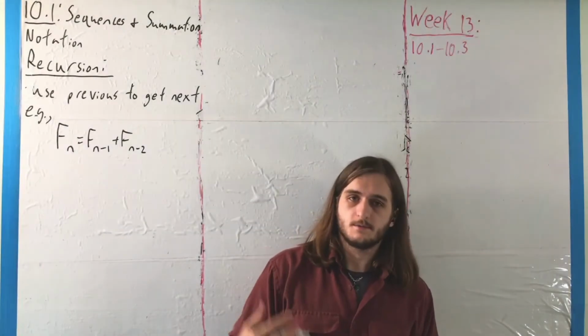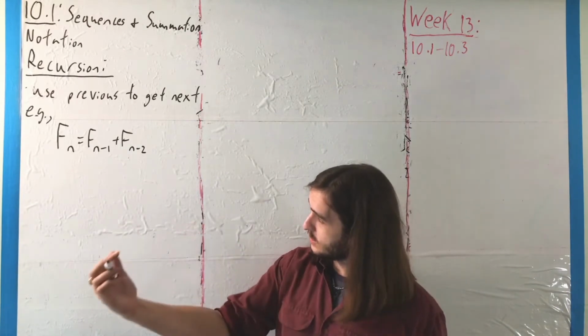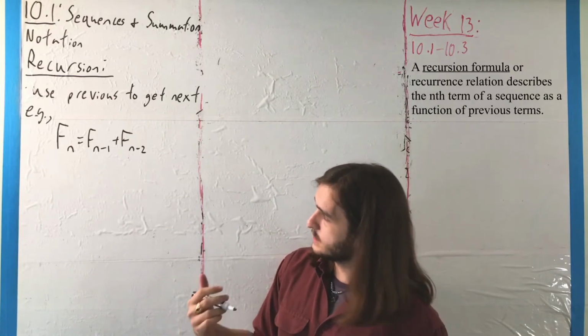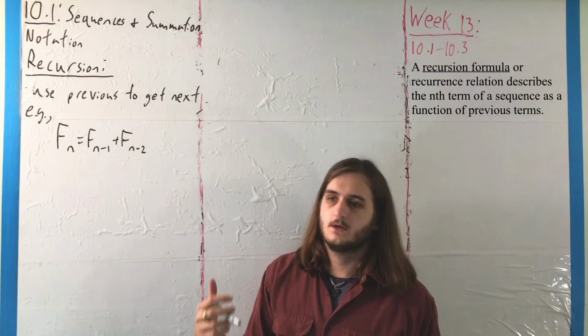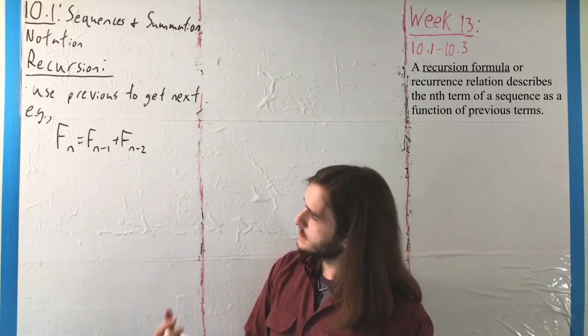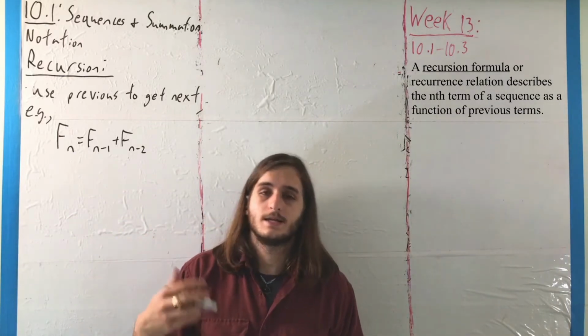So if we want to be able to describe a sequence in terms of previous values along the sequence, we can use a method called recursion. That is, we can come up with our recursive definition, or our recursion formula, or recurrence relation. There are a bunch of different names for this type of idea, but basically what we do is we use previous values, previous terms, to get our next one.